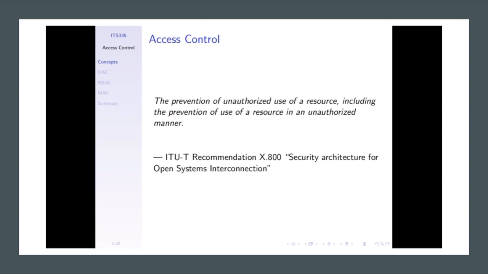What is access control? Access control is prevention of unauthorized use. It is something where we give access to certain people for some file or some data, and we deny access to some people, so those people can't access that file.